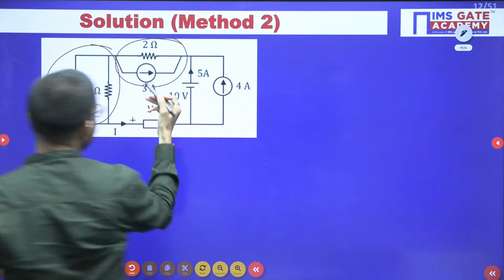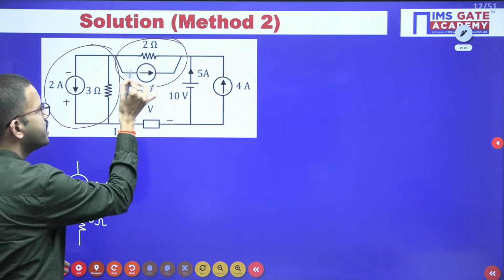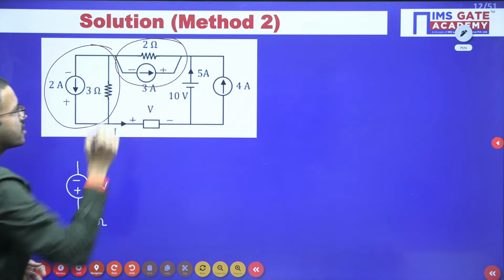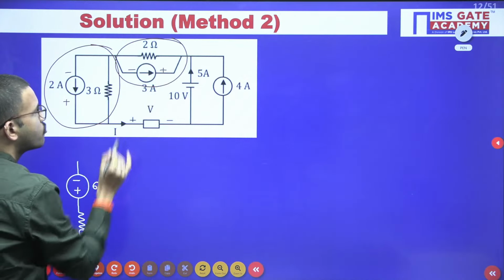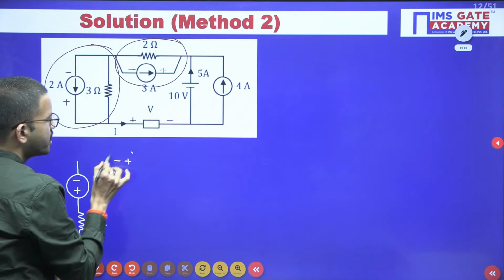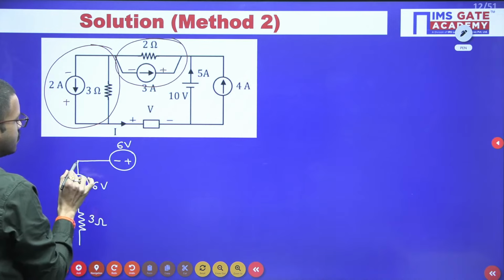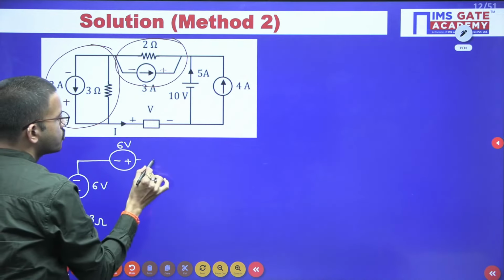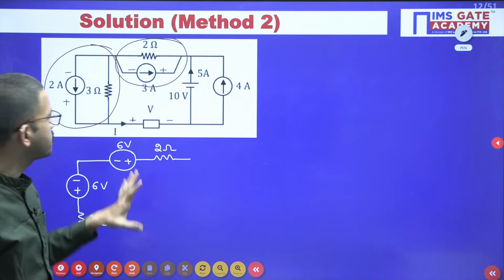Now similarly, regarding the 3 ampere current source, here it is negative polarity and here positive polarity, just like before. Current enters at the negative terminal and leaves from the positive terminal. Once again 2 into 3, so the voltage polarities you will get are minus plus, and the value is 6 volts, in series with 2 ohm. I hope it is clear up to this point.